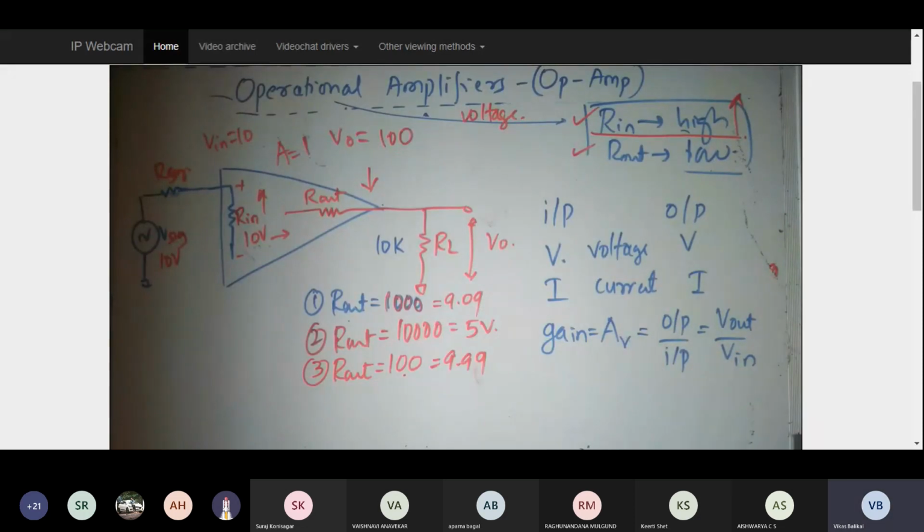So please keep this in mind. From this expression, if V out and V in are given, I can calculate the gain. If gain and V in are given, I can calculate V out. If V out and AV are given, I can calculate V in. I can calculate any other parameter provided I know two parameters. And this operational amplifier is basically a differential amplifier, which means it is going to take the input voltage as a difference between the voltages at its input terminals.